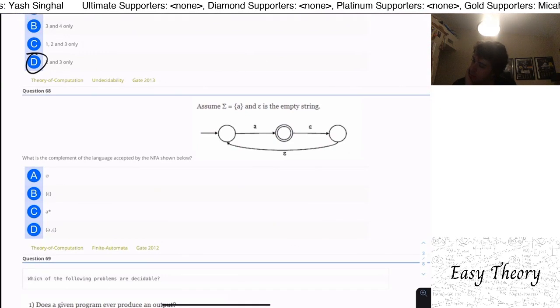So this one is A star. So it should be the empty set. Oh, no, not the empty set, because it doesn't get the empty string. But it gets every non-empty string. Okay, so it should be B here.